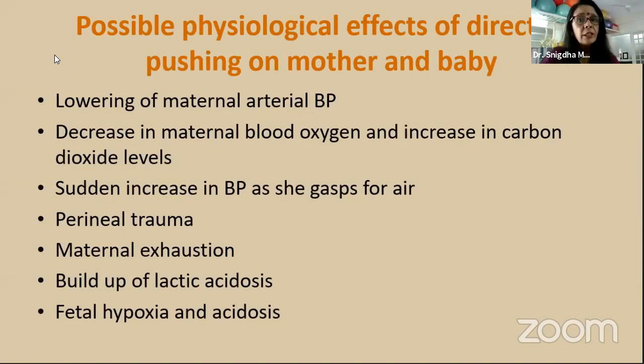So what are the physiological effects of directed pushing? It lowers the maternal arterial blood pressure, decreases maternal blood oxygen and increases carbon dioxide levels. There is a sudden increase in blood pressure as she gasps for air. There could be perineal trauma, maternal exhaustion, buildup of lactic acid, and fetal hypoxia and acidosis. So this kind of directed pushing is not recommended for each and every woman.